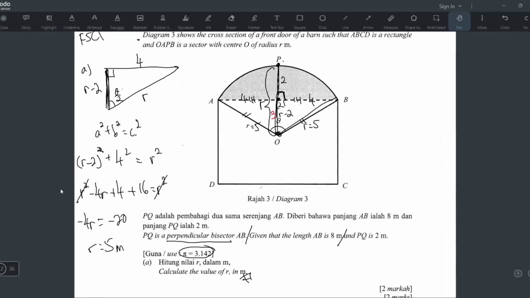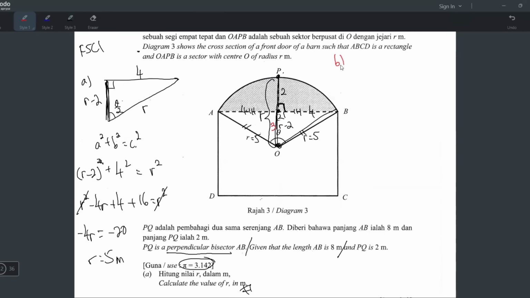Perimeter of shaded region. Okay, how to find the perimeter of shaded region in meters? Very easy. This one is 8, right? And then just plus with the arc. So use the arc formula. And let me tell you, the shaded region has a name. It's called the segment. In Malay it is the tembering. So to find the perimeter of the segment, the perimeter of tembering, you need to take the chord length plus with the arc length.